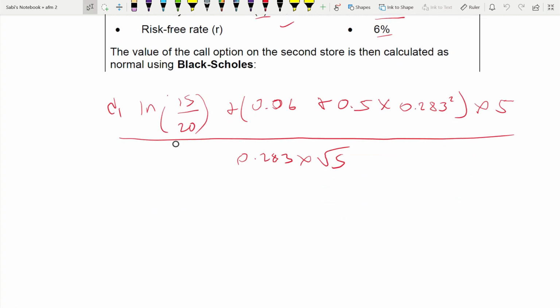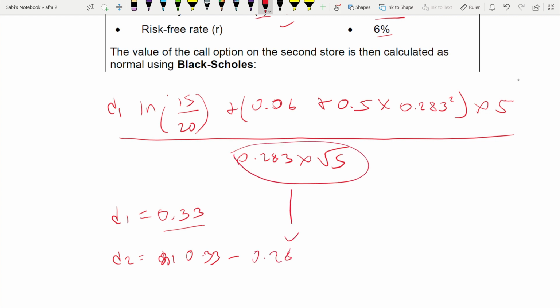Okay, do your calculation. D1 should give you 0.33, to 2 decimal places, because normal distribution table you have to use 2 decimal places. Okay, now we'll calculate D2. Make sure you get this. D2 is D1, which is 0.33 minus S square root of t. Simply this you can take here, bring it down, 0.283 into square root of 5. Okay, this will give you minus 0.30. This is something different. This is the first time you are dealing with a minus figure. Calculation is little different.